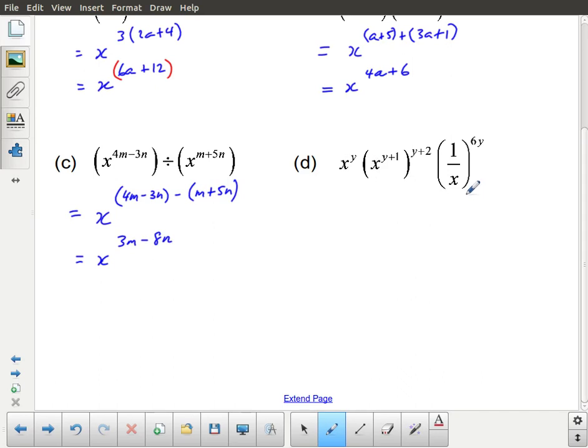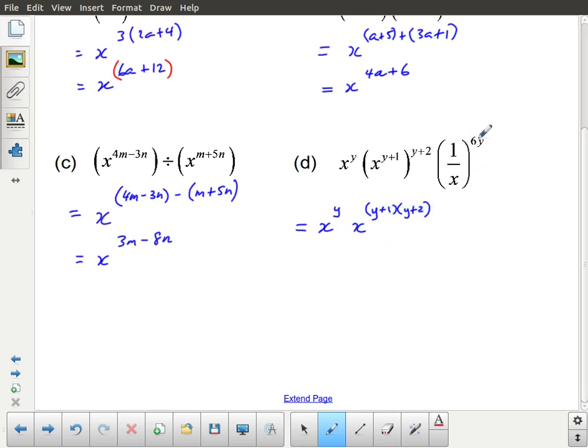There are a couple of ways you could do this one. I would recommend that you just get everything looking like powers of x. So this first term I'm going to leave alone. That's x to the power y. This one, this middle factor I should say, x to the y plus 1 all to the y plus 2. That means I have to multiply those exponents and I end up with x to the y plus 1 times y plus 2.